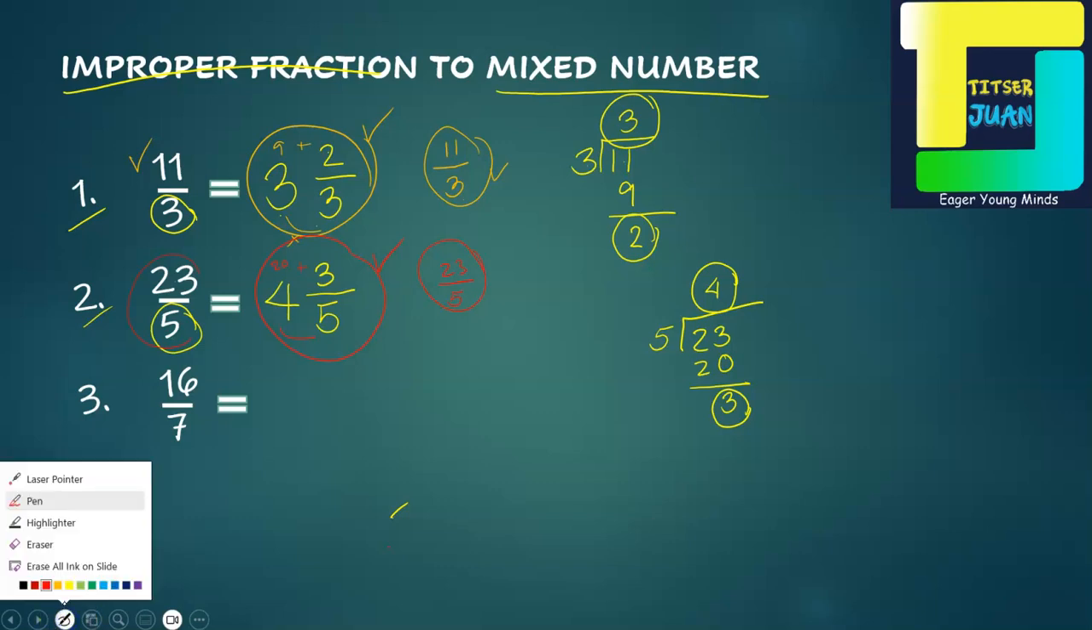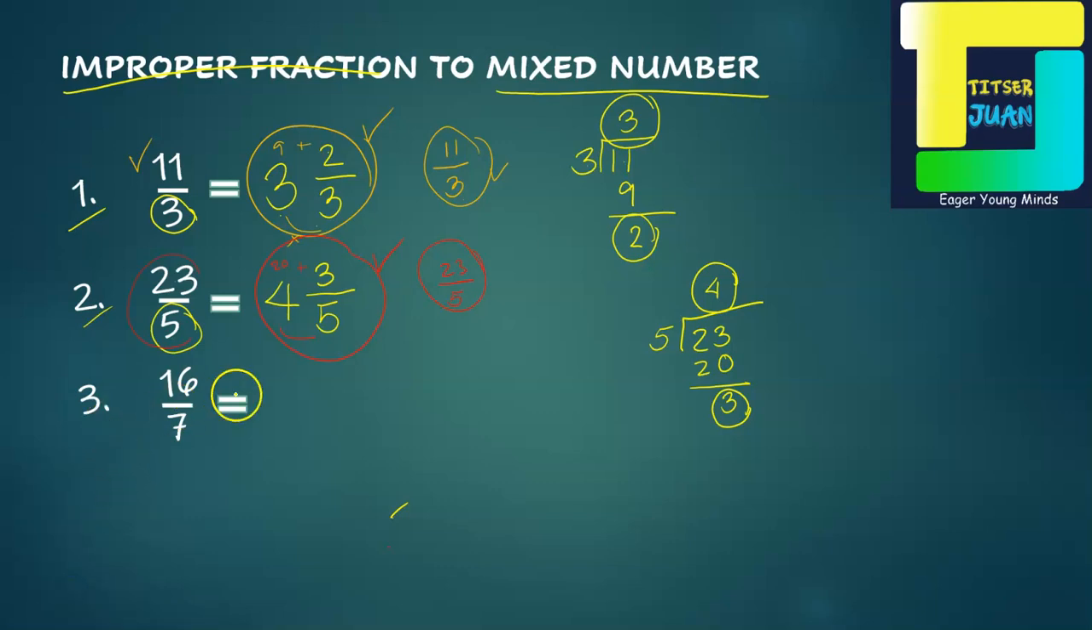Okay, now let's take this example number 3. Okay, ganun uli, I have here 16 over 7. Gawin natin yung mixed number. Okay, set up ulit tayo, division tayo, 16 divided by 7. So, ilang 7 meron sa 16? So, meron lang yung dalawa. And then multiply natin, 7 times 2, that is 14. Okay, and then minus natin, 16 minus 14, that is 2.